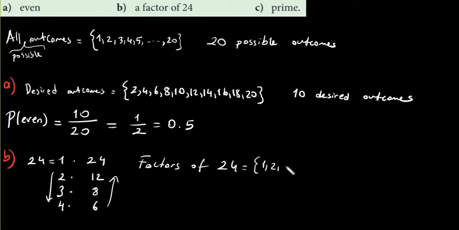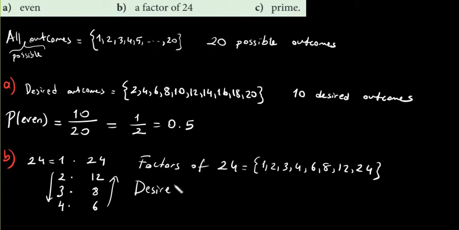So 1, 2, 3, 4, 6, 8, 12, 24. But we should be careful here. All possible outcomes are from 1 to 20. As you see, 24 is not in this set, so we cannot write 24 as a desired outcome.